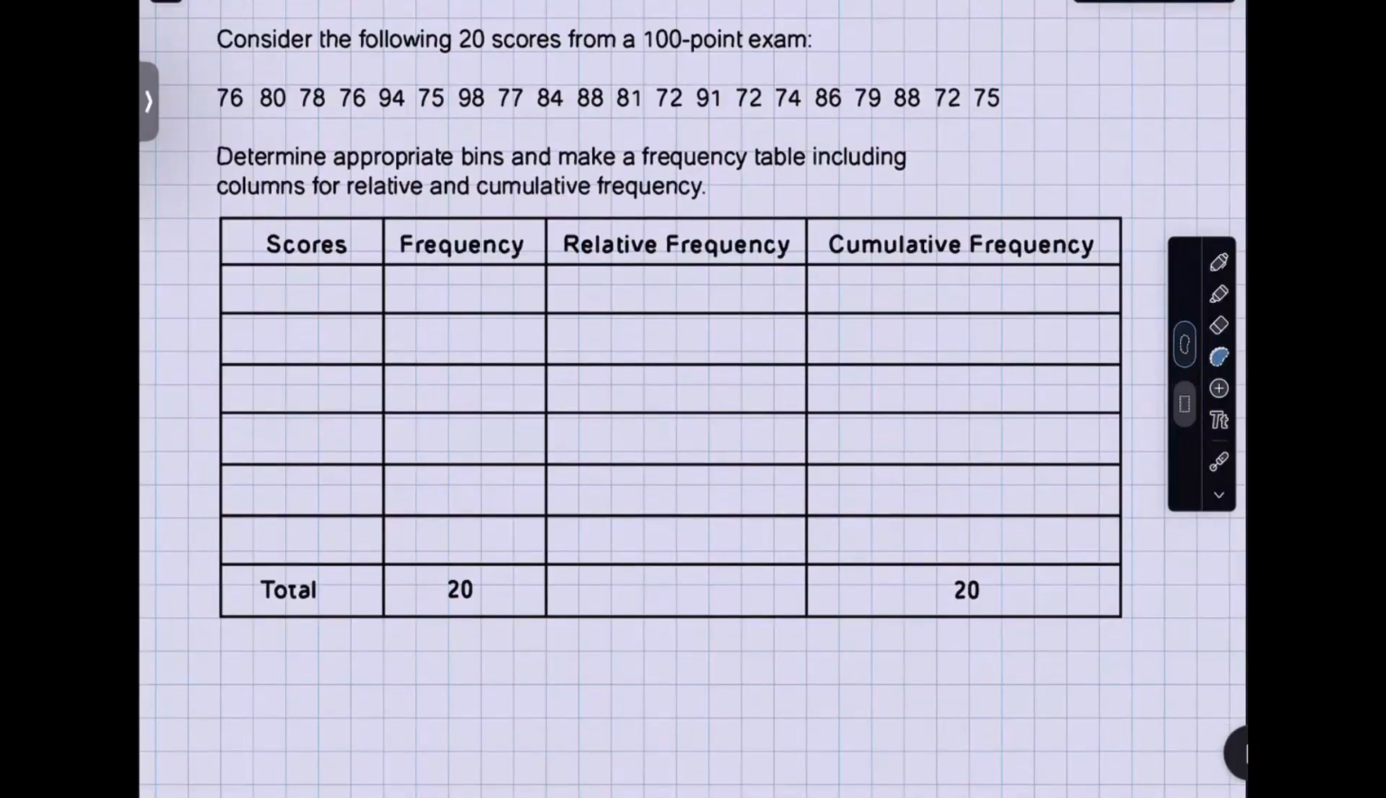All right, so let's take a look at what the table should look like if we make a frequency table. Okay? Well, let's take a look. So if we look at the data, right, there's 20 of them.